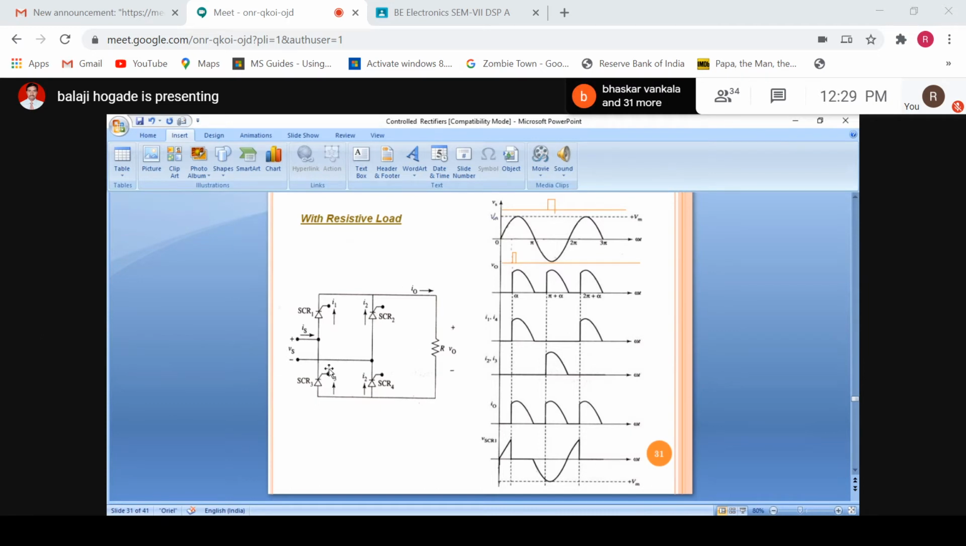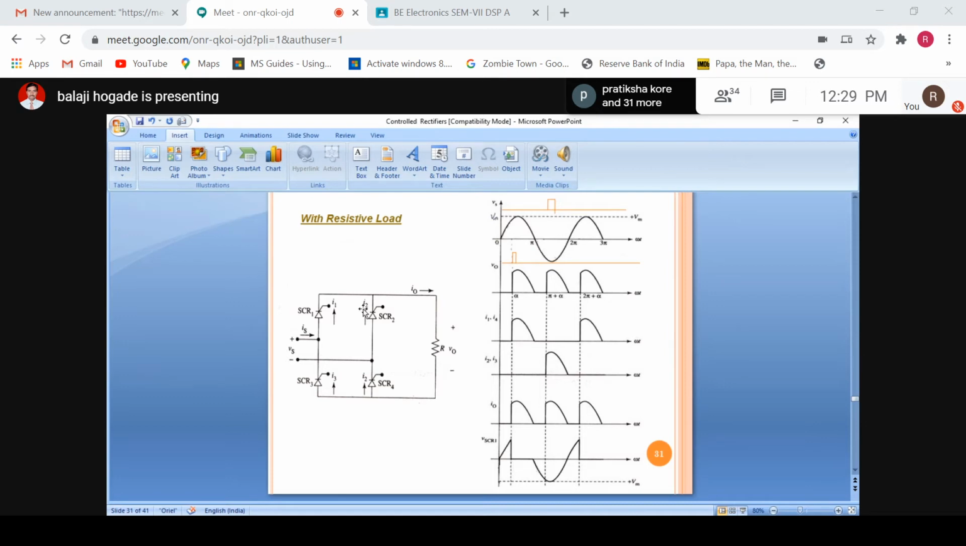These two SCRs are forward biased. As we apply the gate pulse at omega t is equal to pi plus alpha, it is applied to SCR2 and 3, and SCR2 and 3 start conducting.